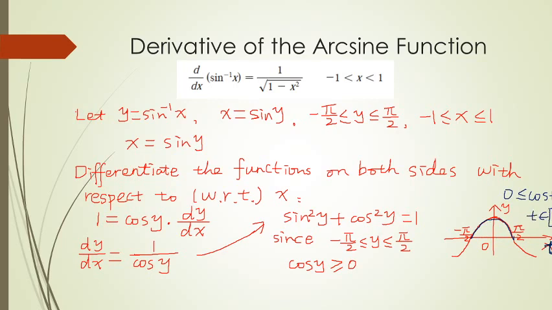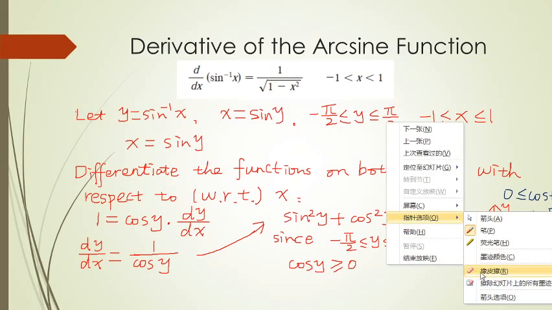Everyone is clear? So I use t to avoid the confusion. Of course, here sine square plus cosine square equals 1. Then this cosine should be non-negative. It's true for the t. This y is just a special symbol we use in this example, right? So how can we express cosine y?